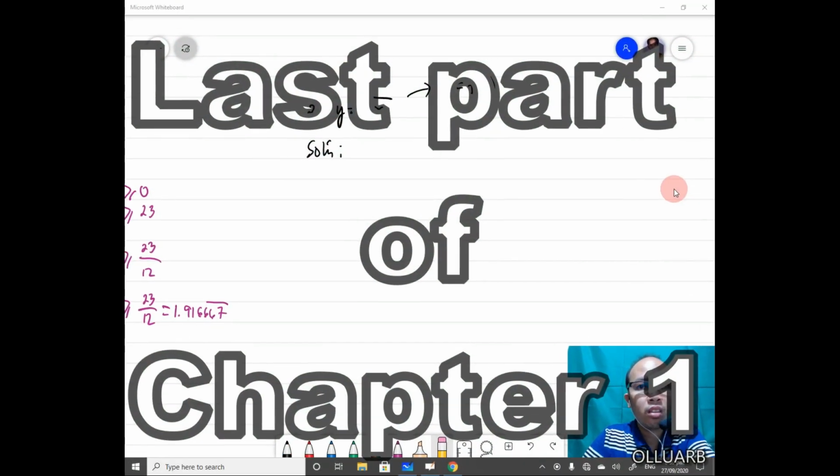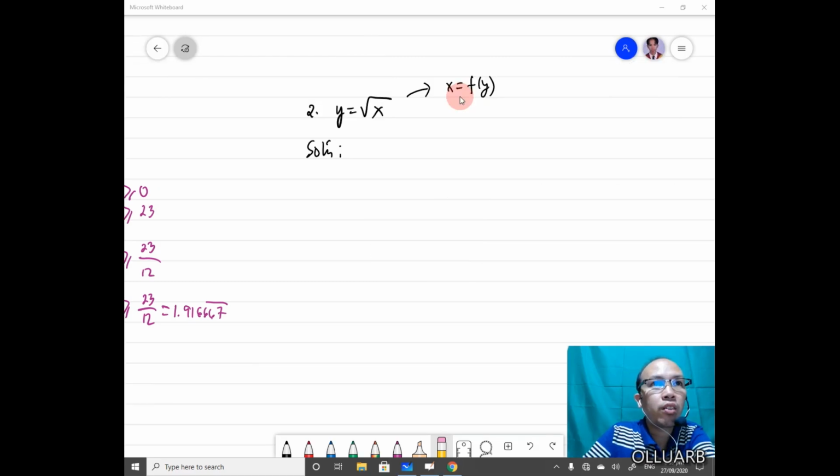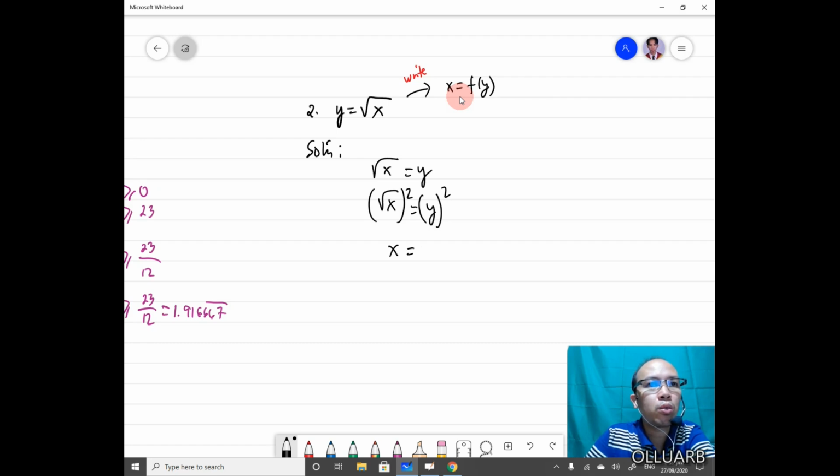To find the range of this equation, remember that we have to write it in this form, x in terms of y. Okay, in this form, x in terms of y. So use the symmetric property. We have this one, and then we have to square both sides. So we have x is equal to y squared.